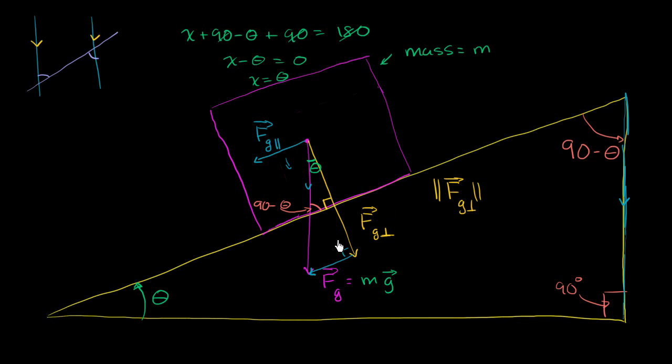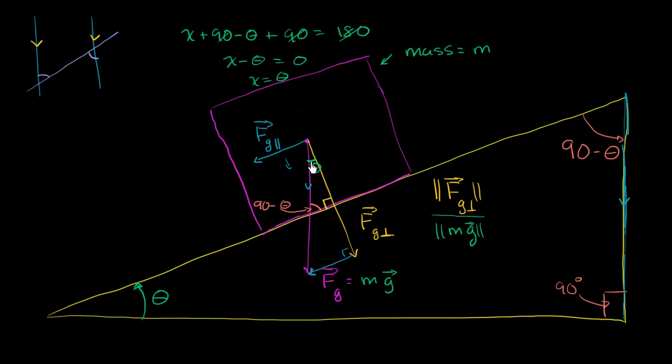So the magnitude of this over the hypotenuse of that right triangle. Well, what is the hypotenuse of this right triangle? Well, it's going to be the magnitude of the total gravitational force, I guess you could say. And so you could say that is mg. We could write it like this. And so this is going to be equal to what?